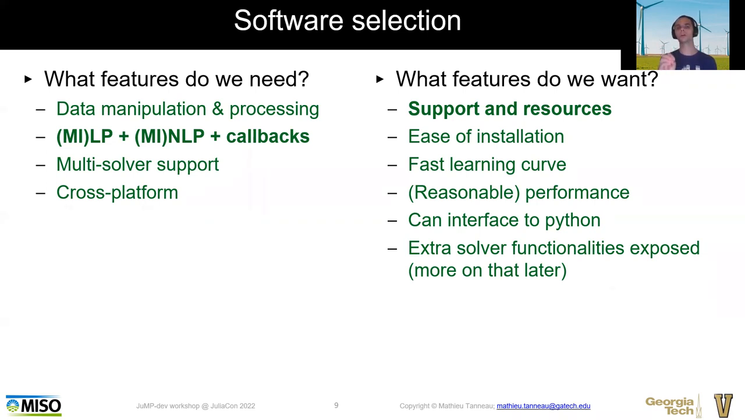I think the most important one of the features we wanted was the ability to reach for support and to find resources whenever we would get into trouble. We also wanted something that was easy to install, that had a fast learning curve. Remember, we have a lot of people in the group who did not have a very strong software engineering background. We wanted something that had reasonable performance, although we'll see that performance is not the largest issue that we dealt with. And finally, we wanted something that could interface with Python so that we could use this together with machine learning. I'm also going to talk about a few other functionalities that we wanted to have. I'll talk about that more later in the presentation.